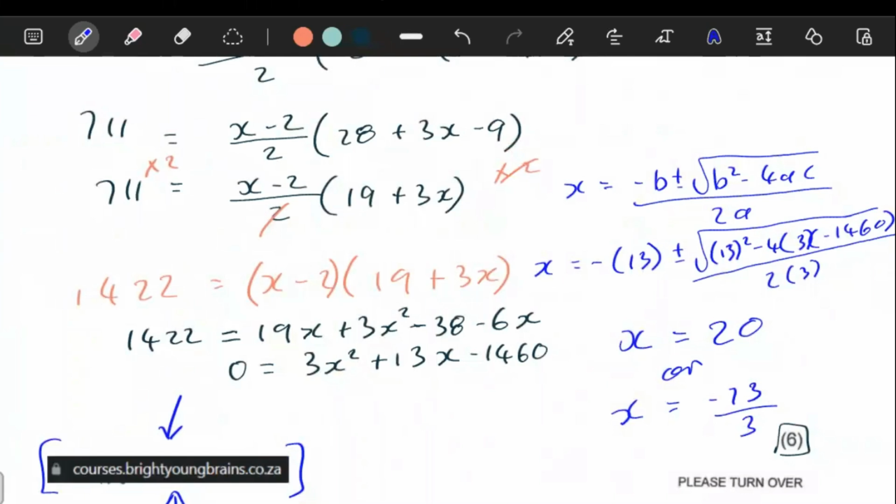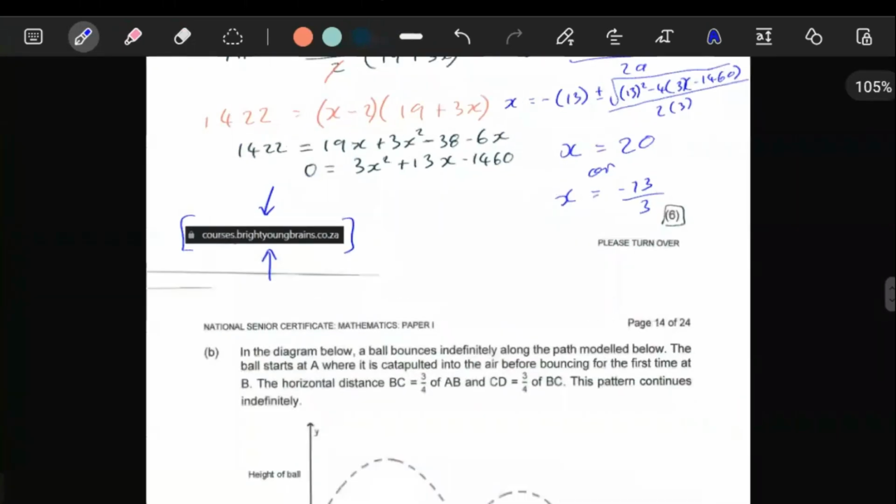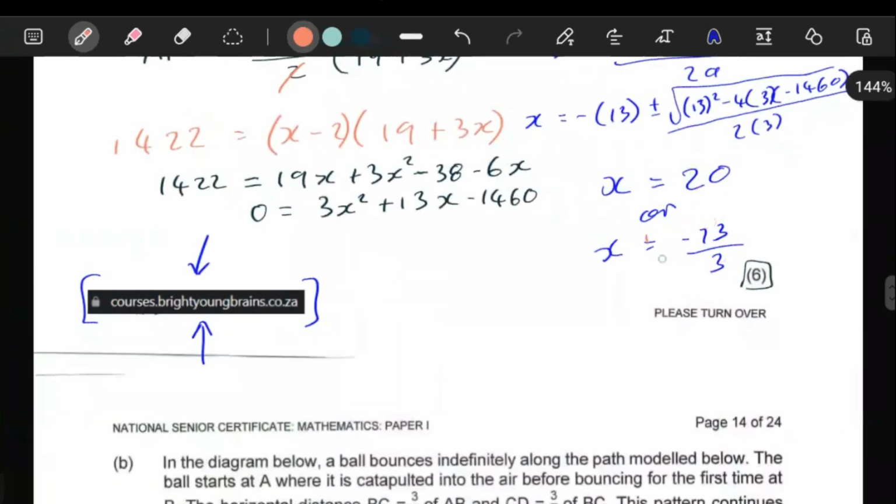That's the way we like it. So all things considered, x cannot be a negative value. So we have to say this one we disregarded, you see. Therefore, x is equal to 20.